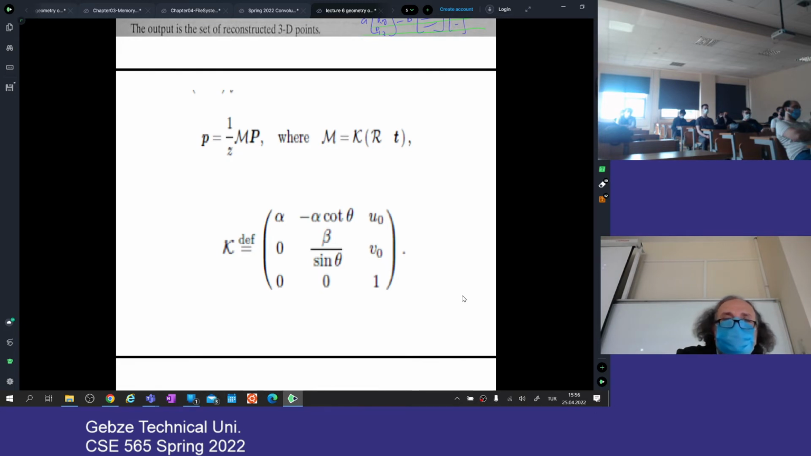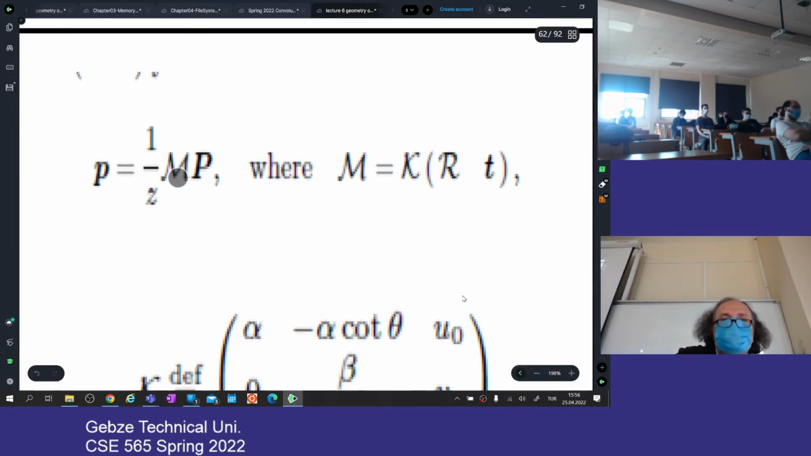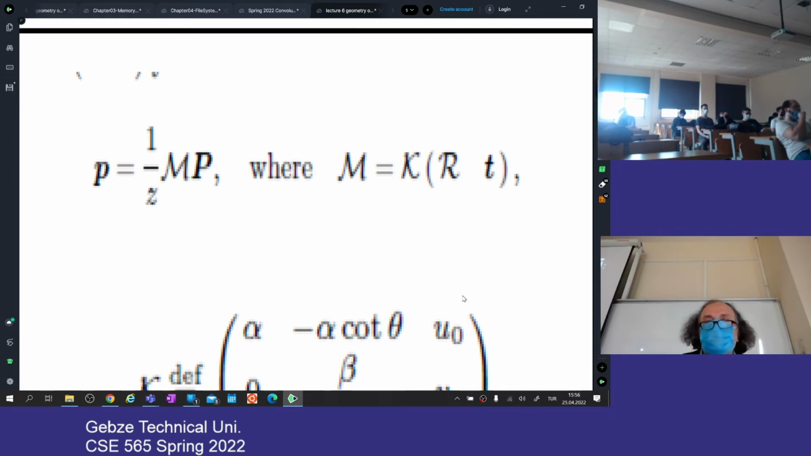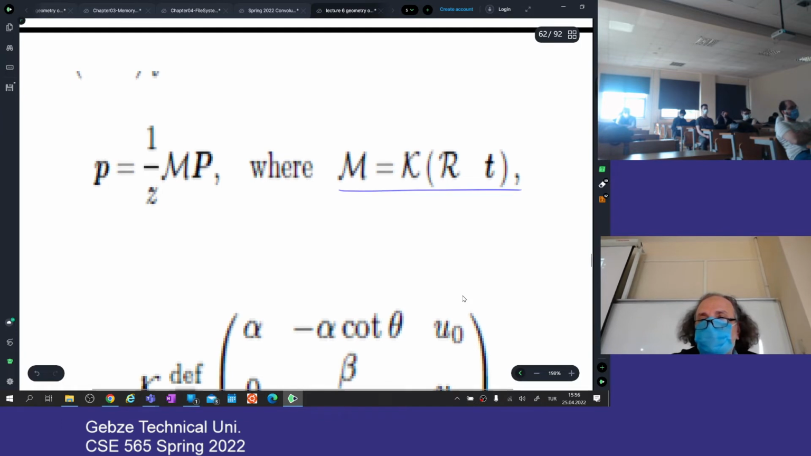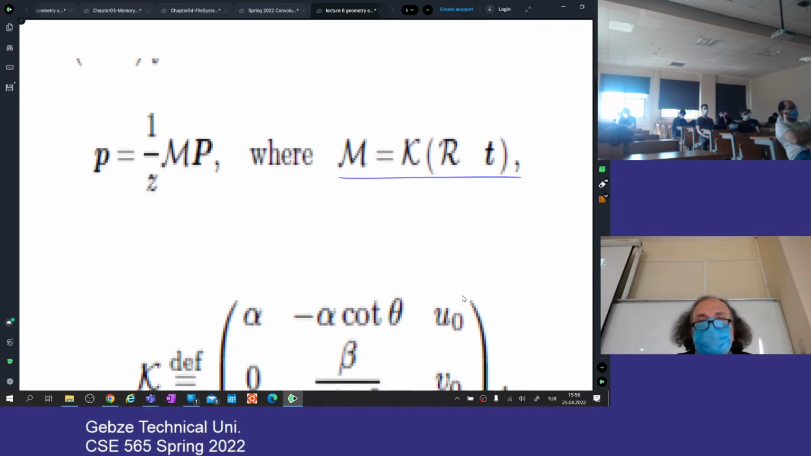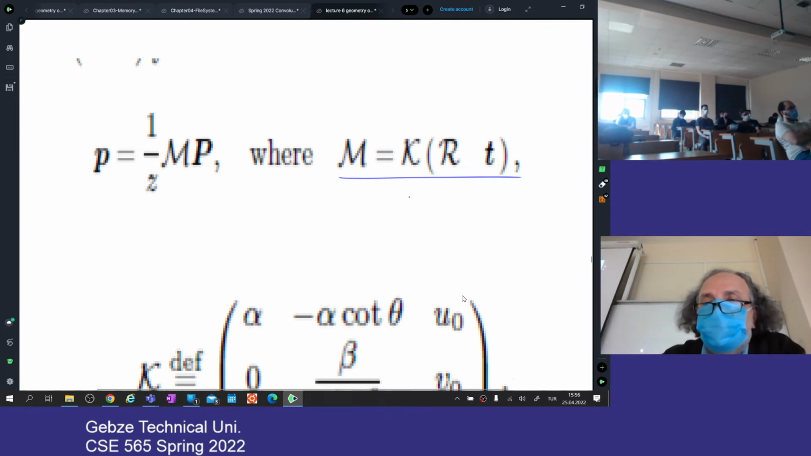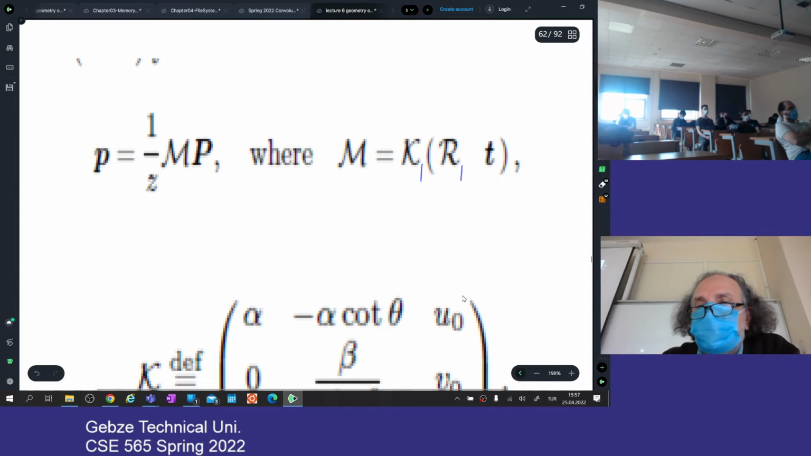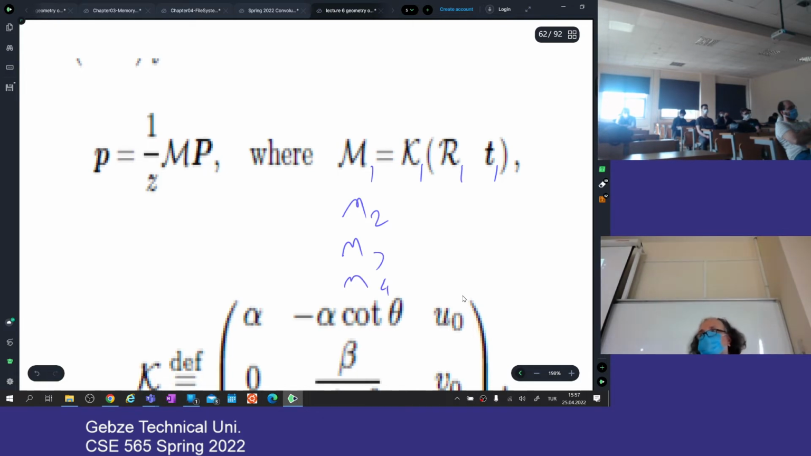You remember this one equation? P times M, 1 over Z is P. That's our projection, right? And in our projection, I have the intrinsic parameter, rotation matrix, and the translation vector. I have all of them. So let's say I have camera 1, and this is M1, and M2, and M3, and M4. 4 cameras are looking at the same scene.